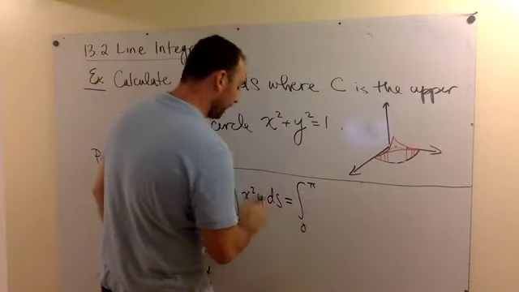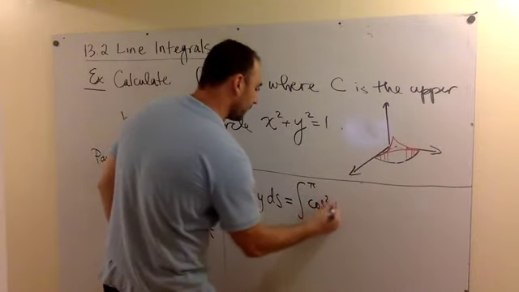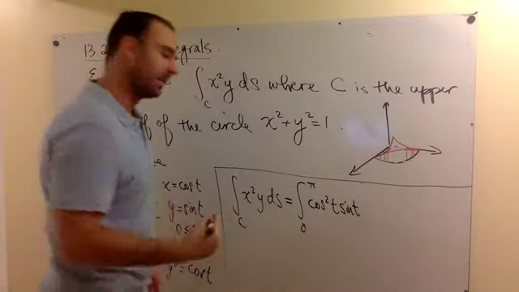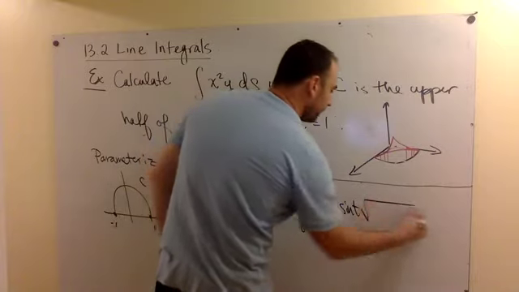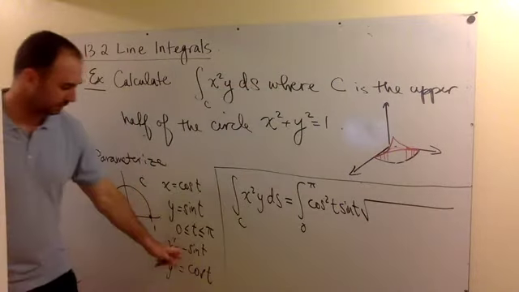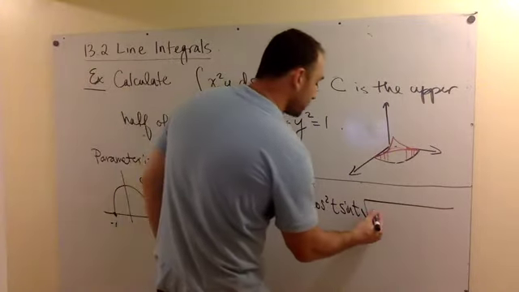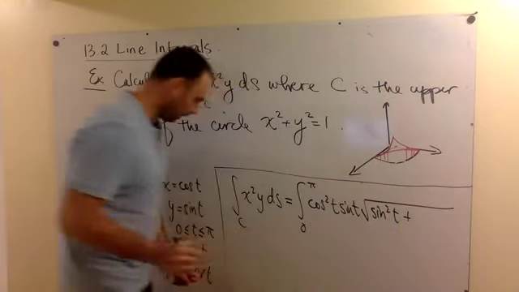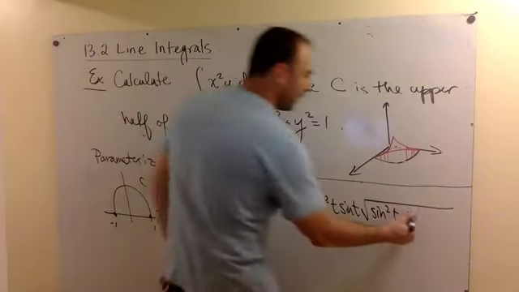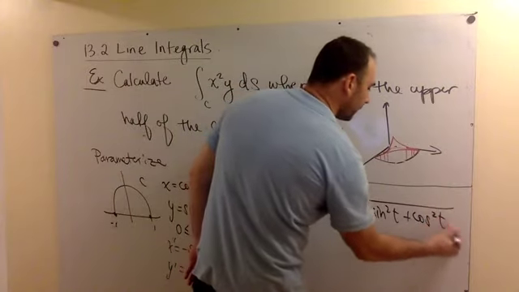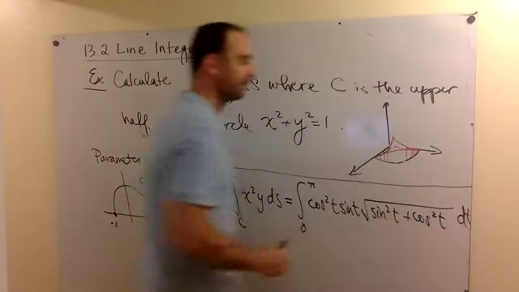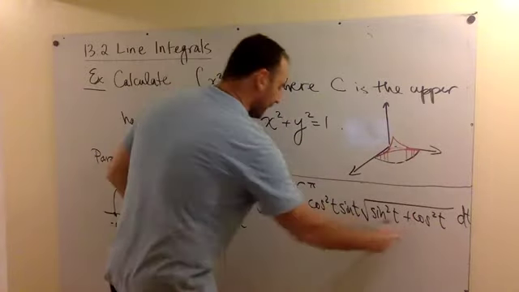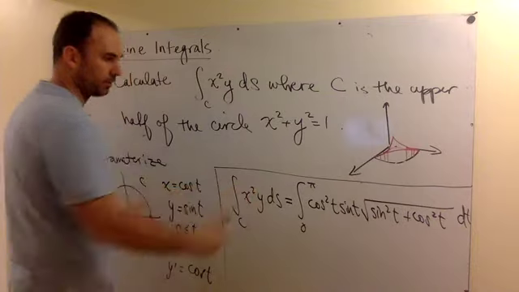So I need to plug in what x is. It's cosine, so I get a cosine squared. I need to plug in what y is. It's sine. And then I've got this whole square root business. I plug in x prime, negative sine, and square that, so I just get sine squared. I plug in y prime, it's cosine, square that, I get cosine squared, and then I have a dt. This represents the ds part, and this is the function over t.